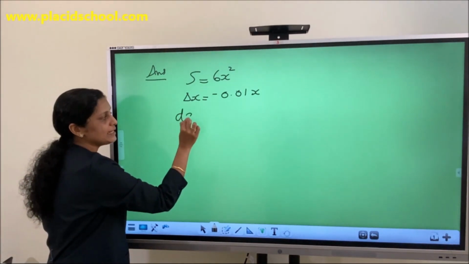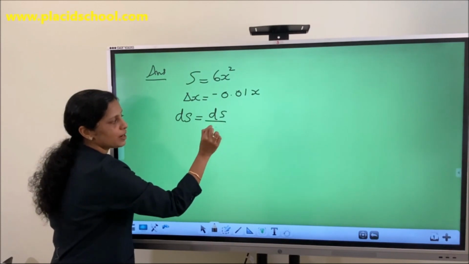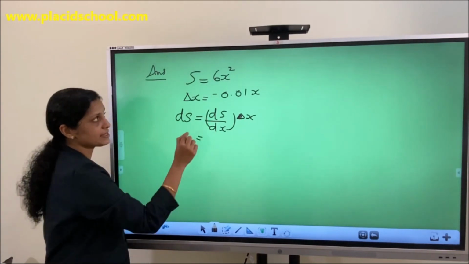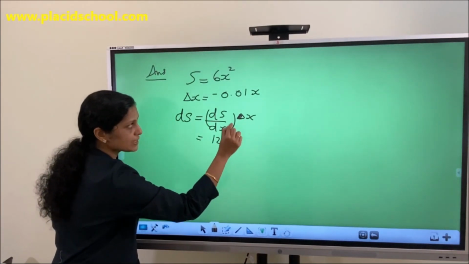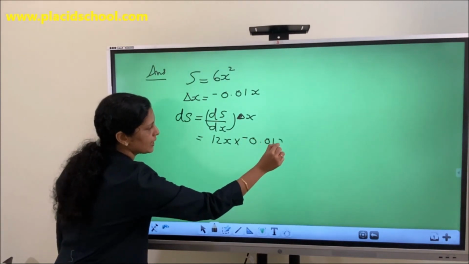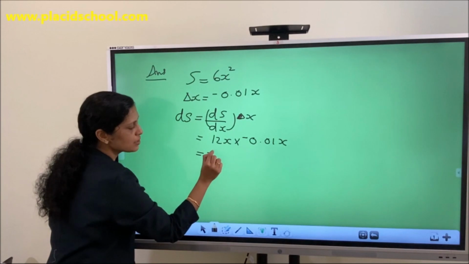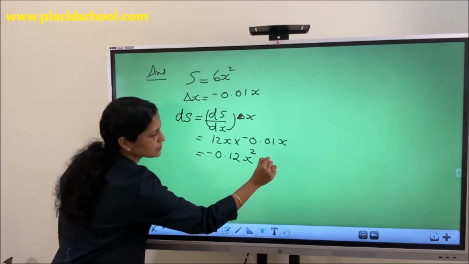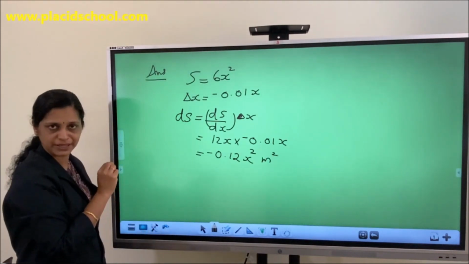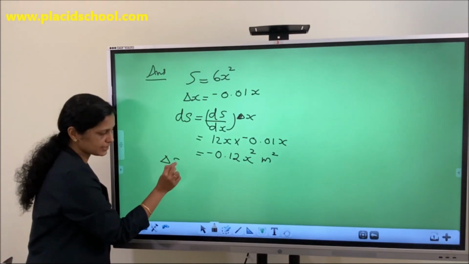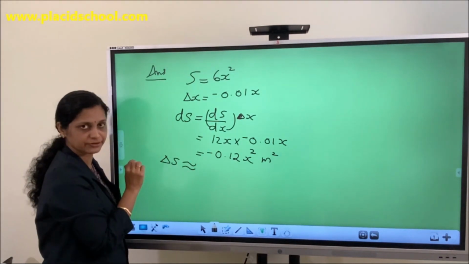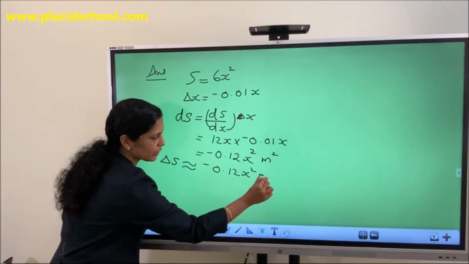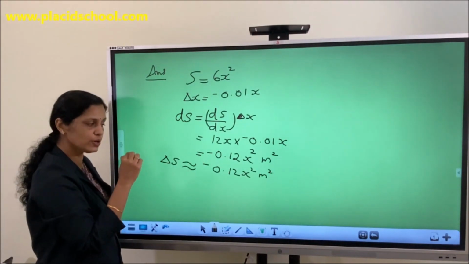We need to find the approximate change in surface area. For that, we can find only dS using the formula dS by dx into delta x. dS by dx is 12x, into delta x, which is minus 0.01x. Therefore, the answer is minus 0.12x square meter square. Therefore, the approximate change in the surface area of the cube is minus 0.12x square meter square. Minus is indicating that it is decreasing.